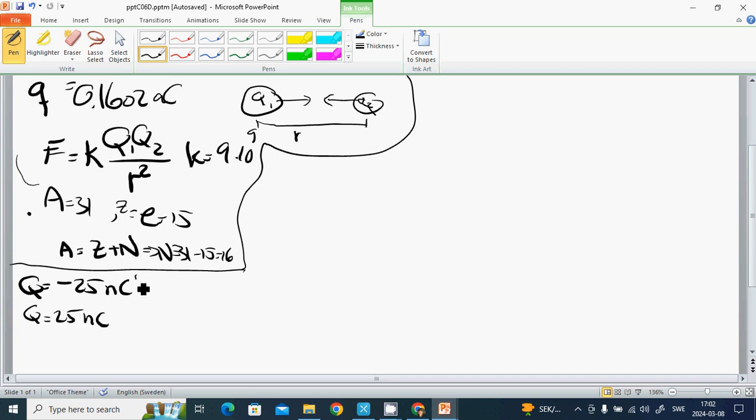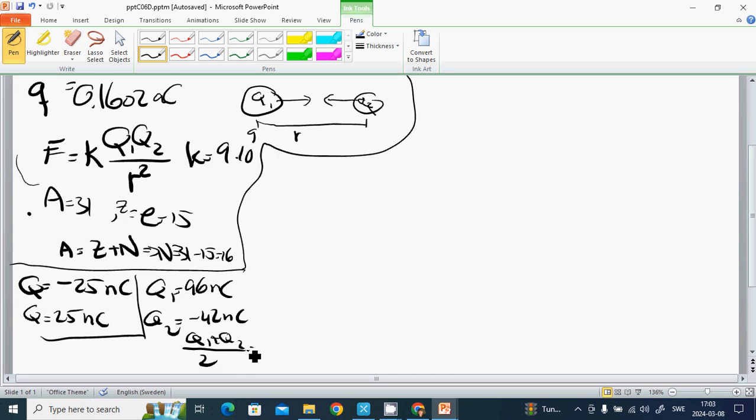And if we have two charges, Q1 equals 96 nanocoulomb and Q2 equals minus 42.9 nanocoulomb, and they are touching each other, then they are going to be Q1 plus Q2 divided by 2, which is 27 nanocoulomb.